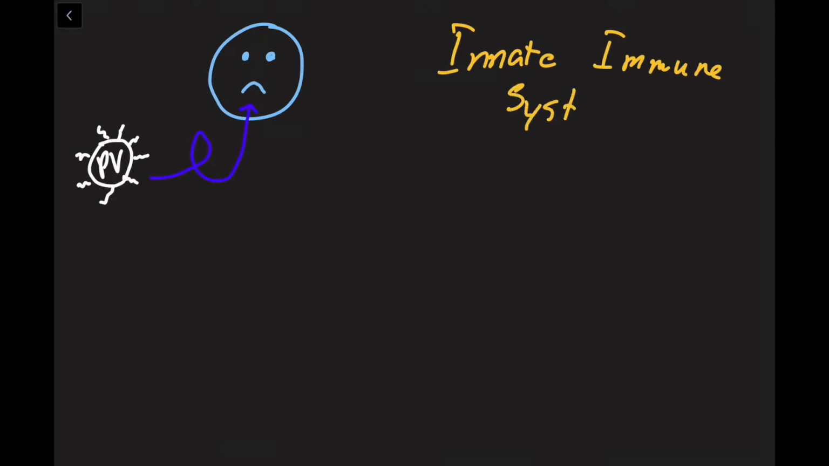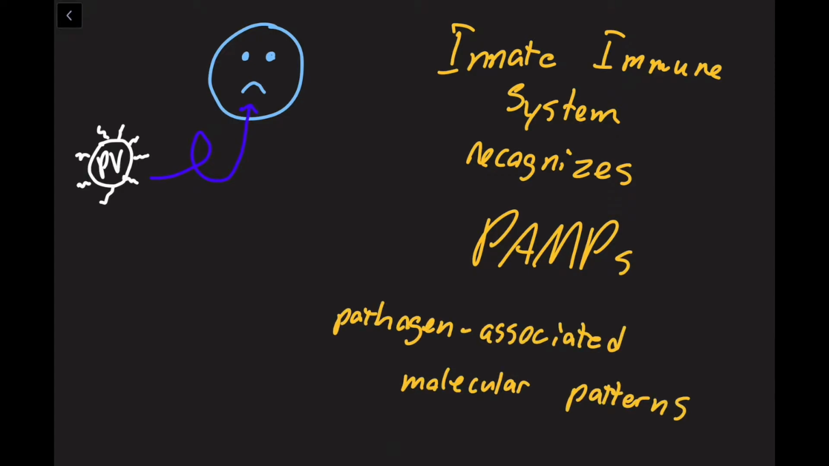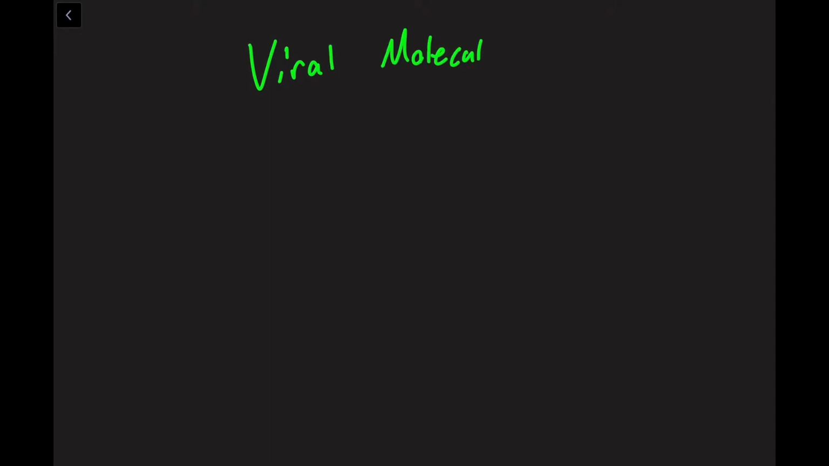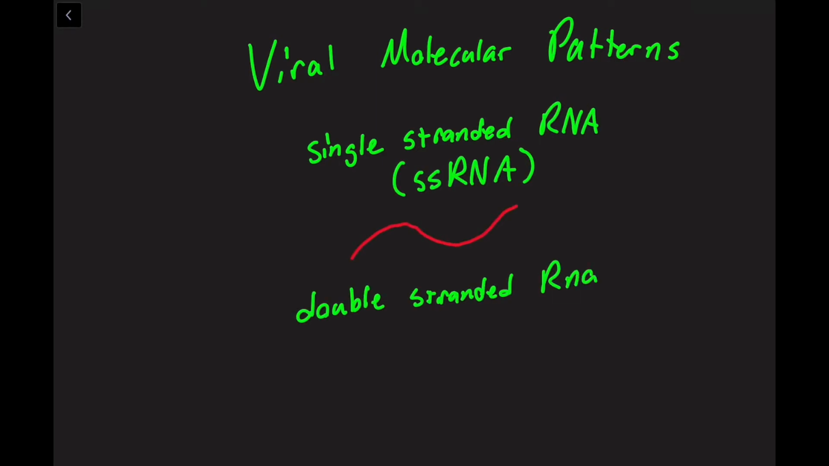Once infected with poliovirus, the innate immune system acts first by recognizing PAMPs, or pathogen-associated molecular patterns. In the case of poliovirus, the innate system will recognize viral molecular patterns. These virus-specific patterns are single-stranded RNA, or ssRNA, or double-stranded RNA, or dsRNA.